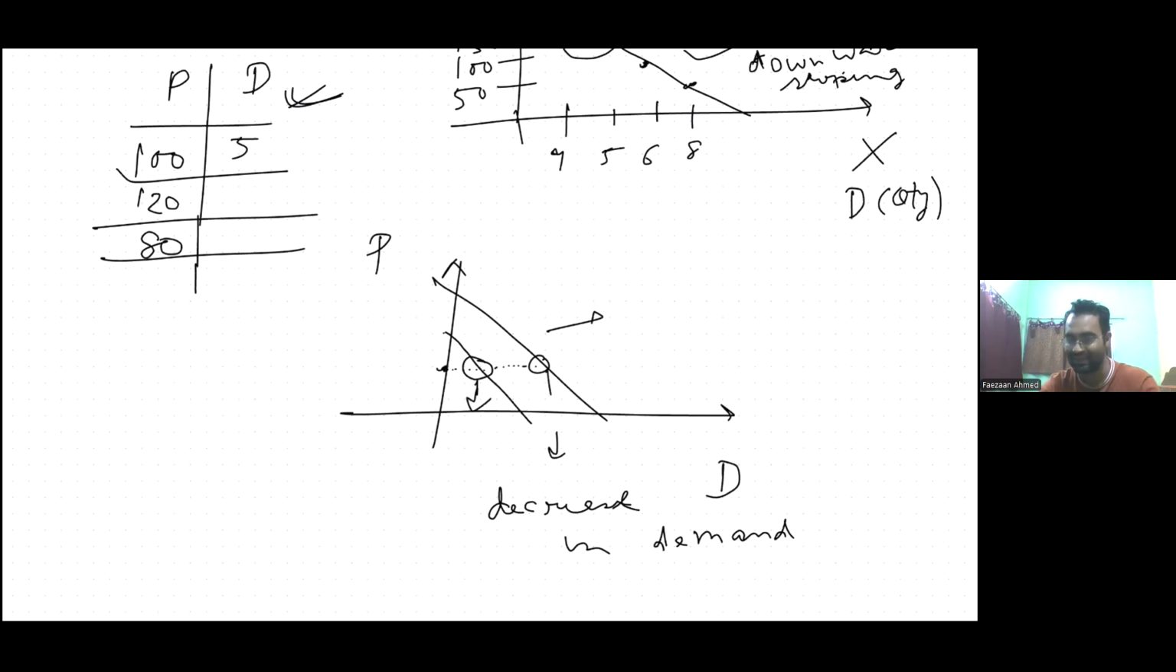Obviously this demand is less, so which means that your demand has actually fallen from this place to a certain place which is this encircled here.